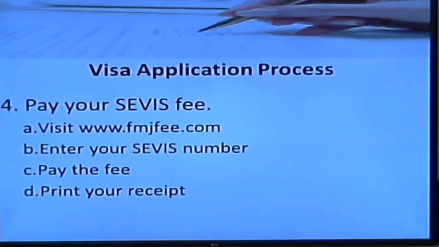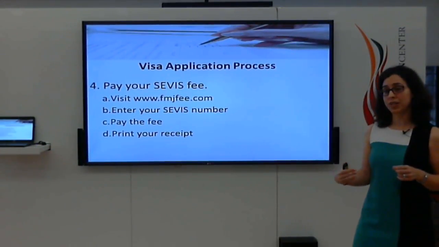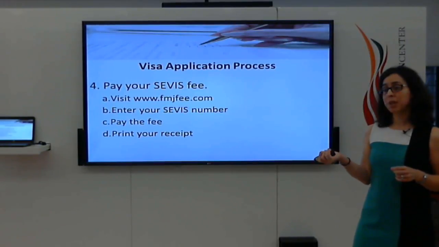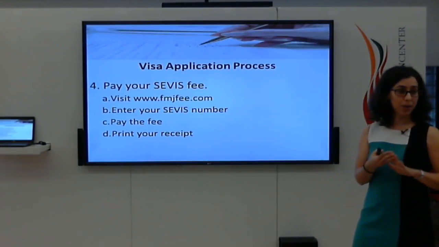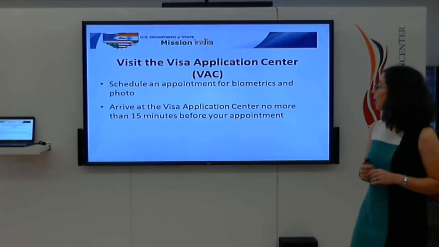Once you're done with that, you have to pay your SEVIS fee. SEVIS stands for the Student and Exchange Visitor Information System. These are the instructions. You go to fmjfee.com, you enter your SEVIS number. Every I-20 that comes to you will have its specific SEVIS number, and that is the number that you will enter. And then again, you will follow the instructions that you're provided to make the payment. Pay the fee and make sure you print your receipt and that you keep it with your I-20 and your other documents that you will need later for the interview.